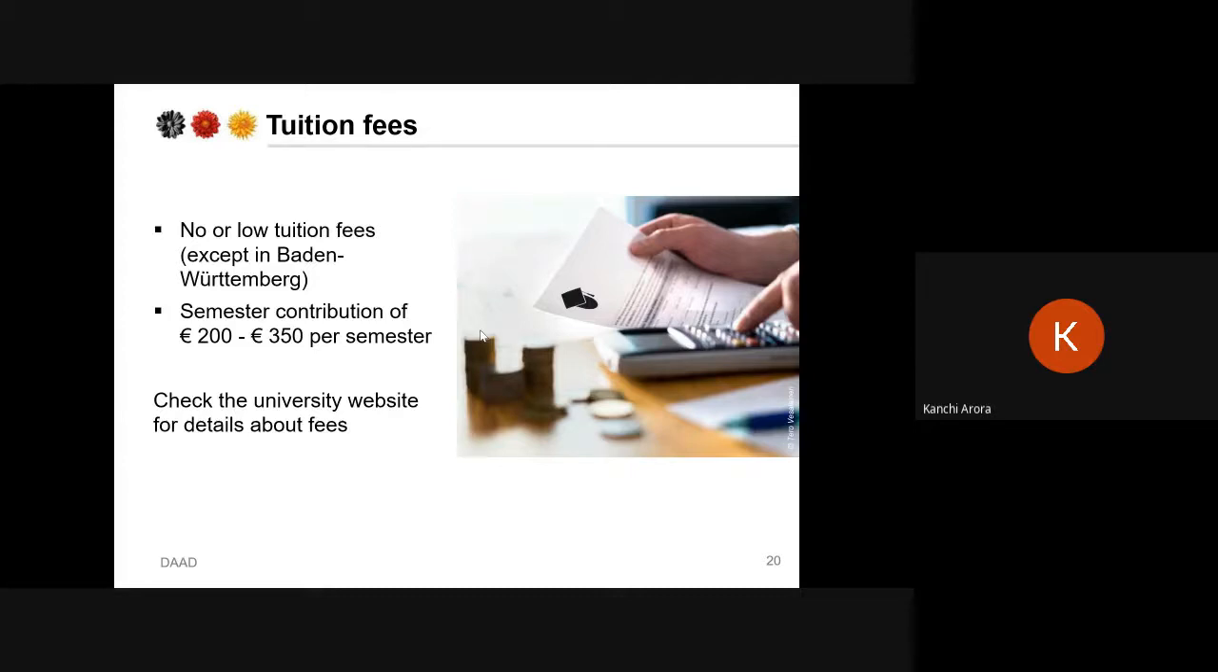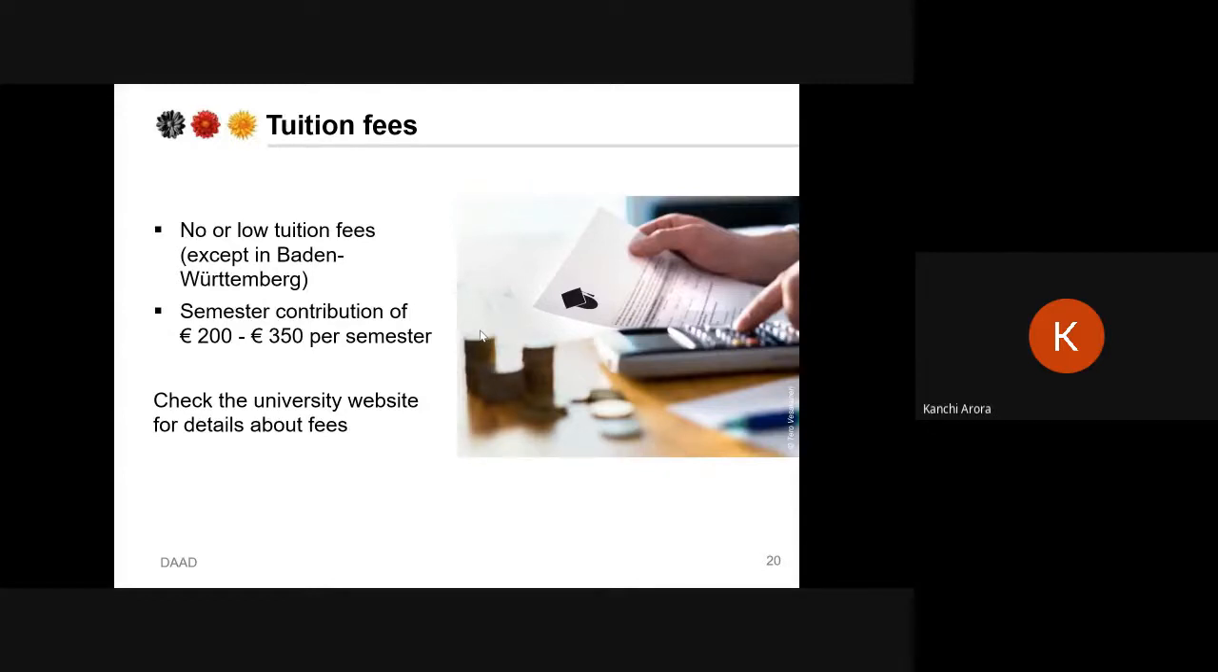What you're required to pay, however, is a semester contribution, which could go up to 400 euros. So from 200 to 400 euros, which is like an administrative cost. You get a lot of benefits when you are a student in Germany. And then again, I think while you'll be listening, Ankit, he would mention this.